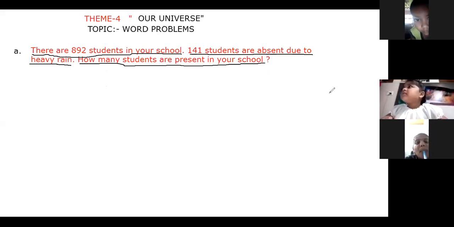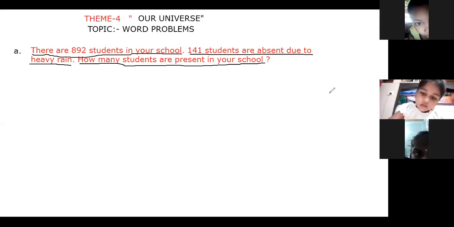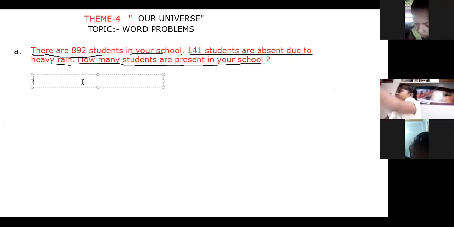See, out of the total number of students, 141 students are absent. This means we have to subtract the given numbers because these many students did not attend the school. So we'll subtract this 141 from 892. We'll subtract the number of students who are absent from the total number of students.